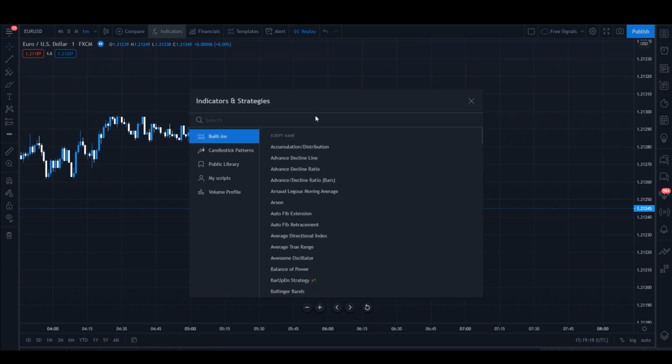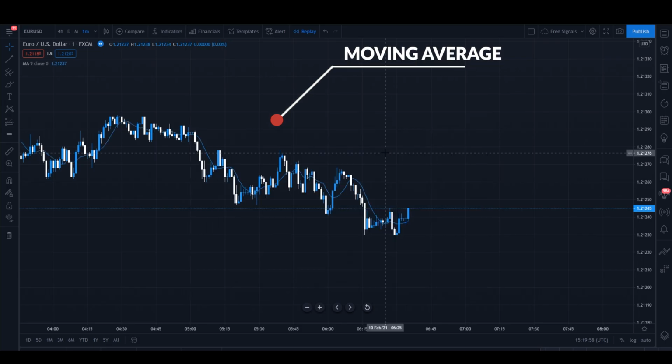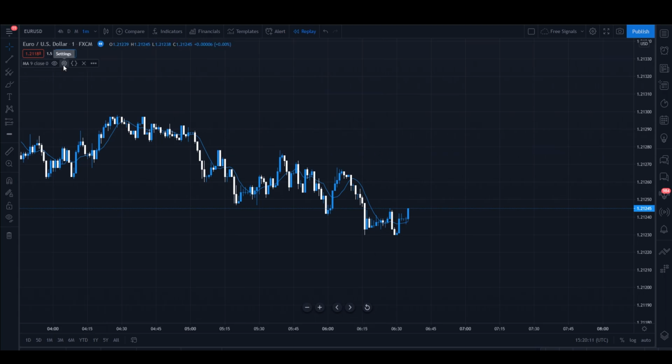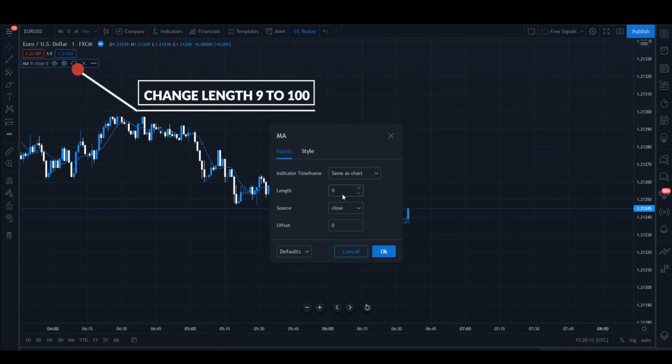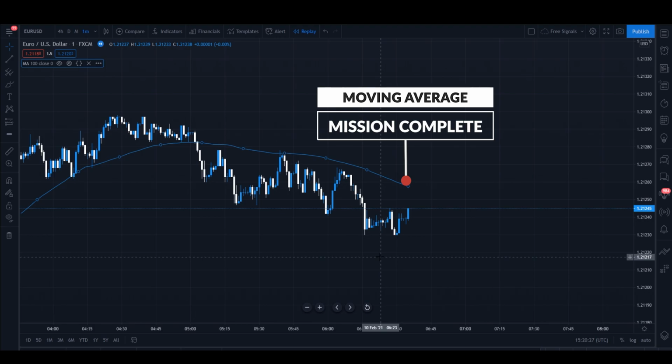The first indicator will be the 100 moving average. Go inside indicators and strategies on tradingview.com and type in moving average. Once you have clicked on the moving average, you will have a line near the candlesticks. We need to change the length from 9 to 100. Go inside the settings icon, type in 100 length. Once you do that, click OK. And if you have done this successfully, you will have a 100 moving average line.